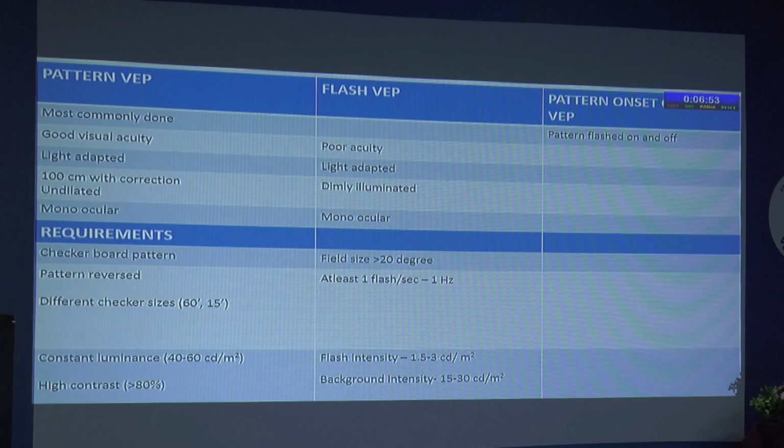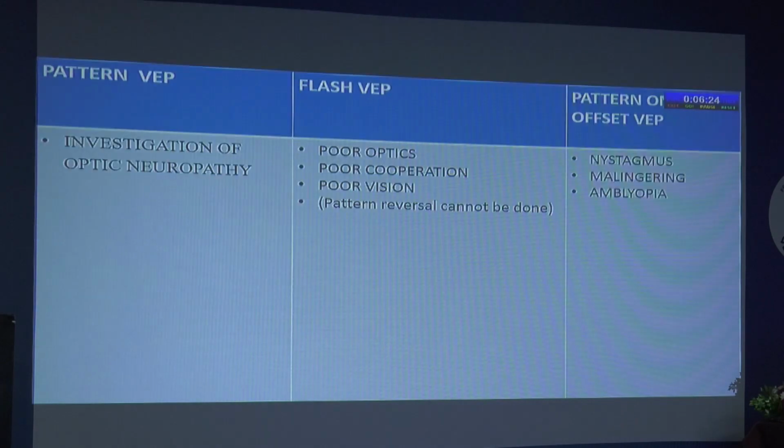Flash VEP indications would be the same, but here it is done in patients who have poor visual acuity, light adapted, and the room is dimly illuminated, done monocularly. Here the field size is more than 20 degrees, and we have to give at least 1 flash per second, that is 1 hertz frequency. Flash intensity is 1.5 to 3 candela per meter square, with a low background intensity of 15 to 30 candela per meter square. In pattern onset and offset VEP, the pattern is flashed on and then off.